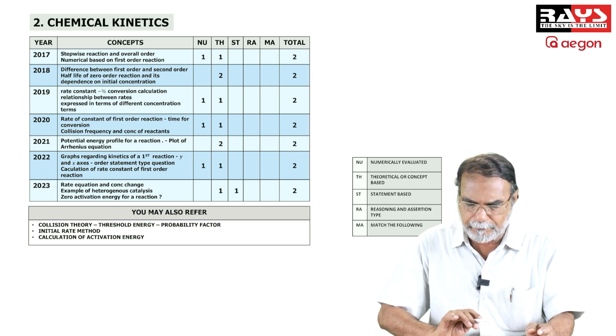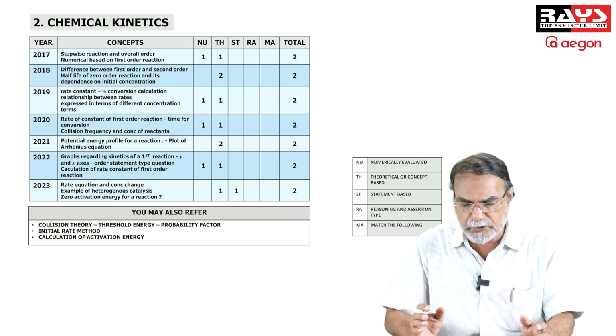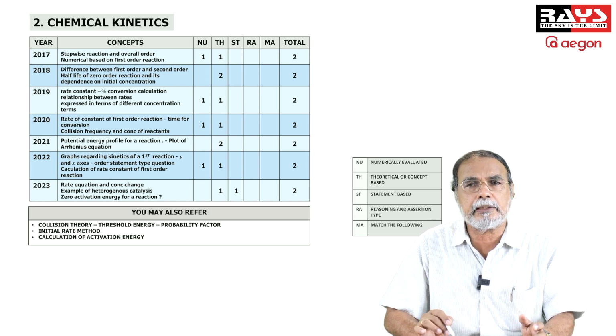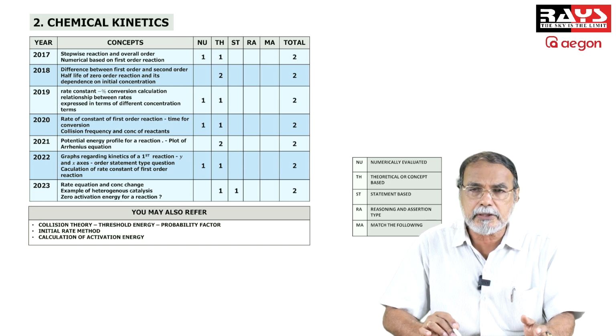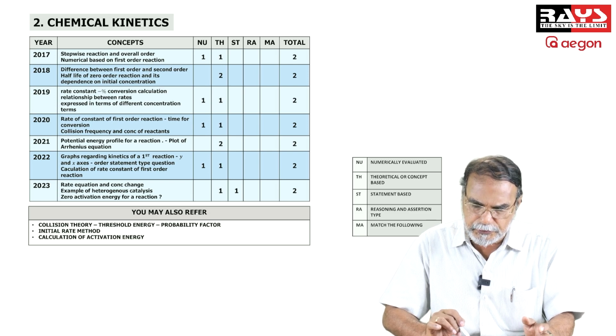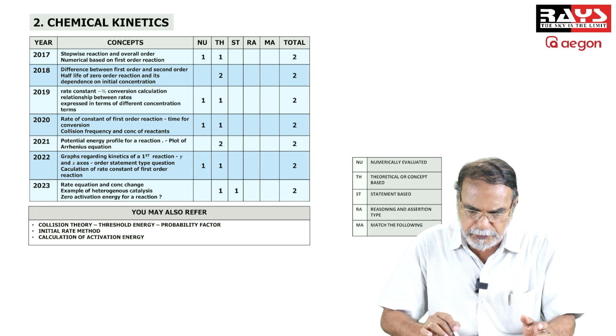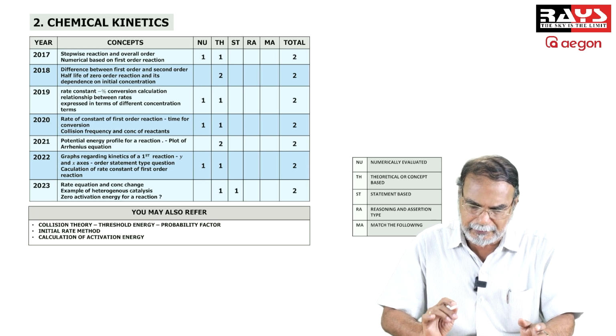And in 2021, there was a question on the potential energy profile of a reaction. There was another question on the plot of Arrhenius equation. And in 2022, there were questions relating to the graphical representation of first order reaction. And the question was, whatever is plotted on x-axis and y-axis. And there was another statement type question based on this. And there was a question based on the calculation of rate constant of first order reaction, a numerical question on that.